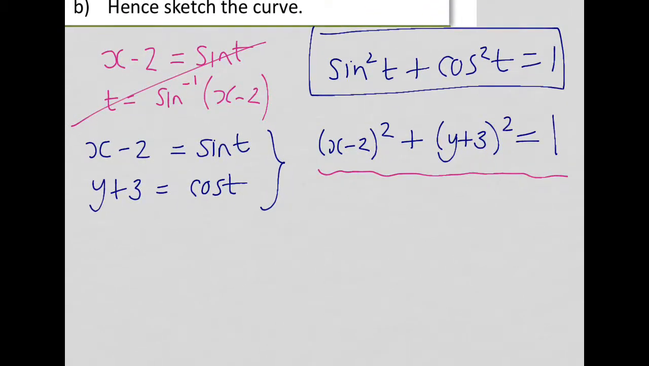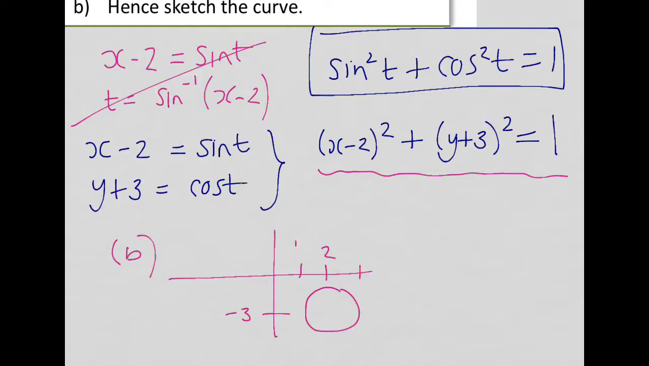And now, where it says sketch the curve, it's going to be like that. This here is going to be 2. That there is going to be -3. And you could, if you wanted, put on that it's going to be 1, and that there would be 3. So its centre is (2, -3), and its radius is equal to 1, because the square root of 1 is 1.